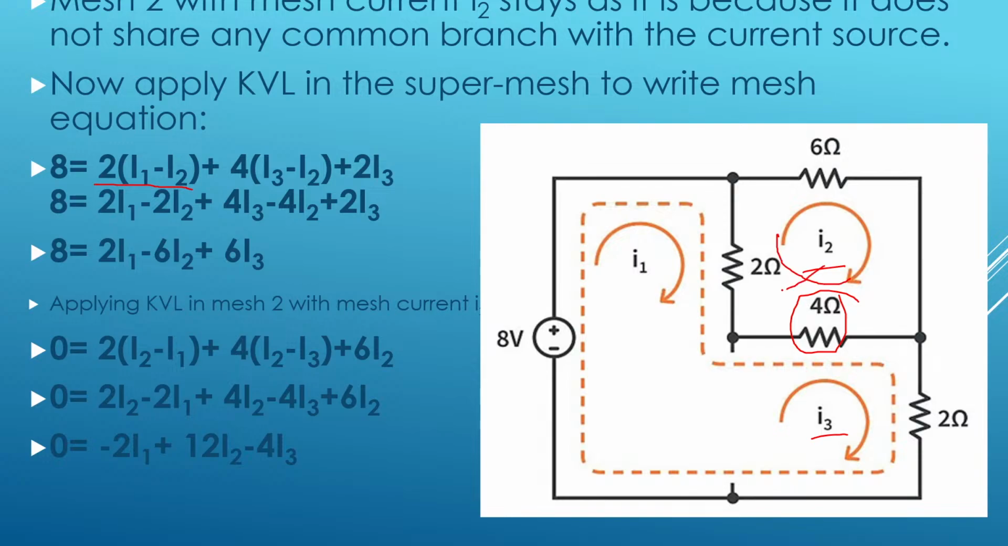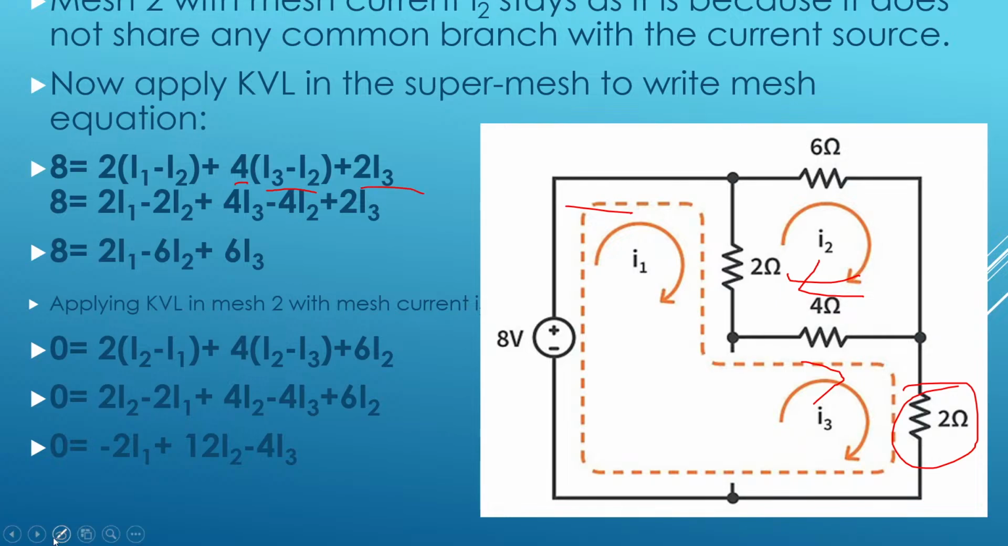I2 current flows like this. I2 current is flowing like this. I3 current is flowing like this. So both are again opposite. So 4 into I3 minus I2, plus one more element is there in this super mesh. That element is 2 ohms. So 2 ohms, only I3 current flows through 2 ohms. So voltage across 2 ohms is 2 into I3.